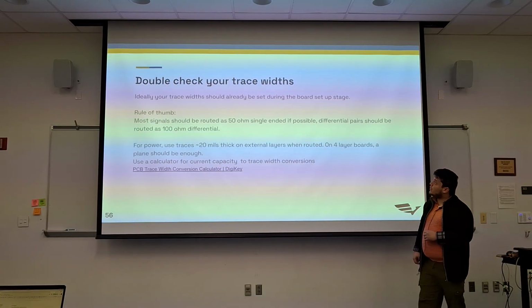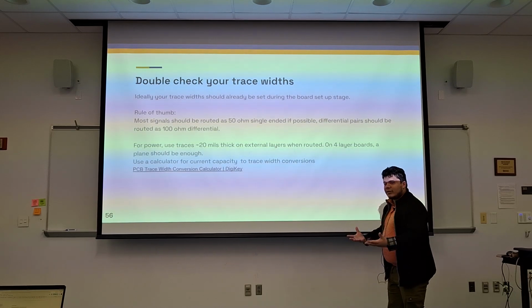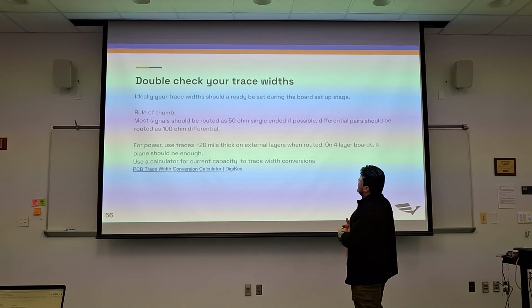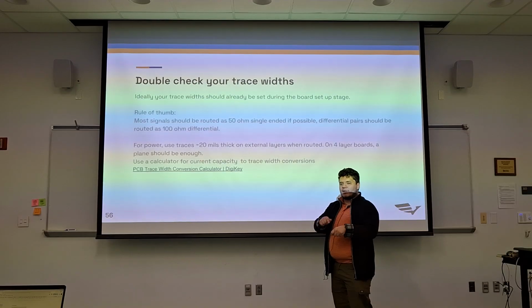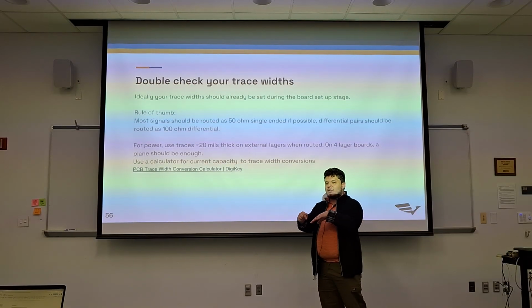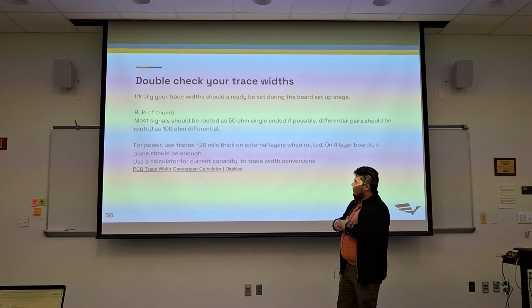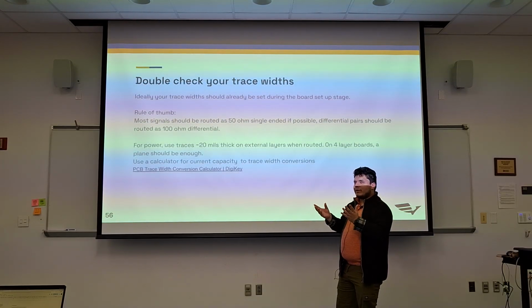Simply a reminder to double check your trace widths. Ideally, we've defined these already. We have done the calculations when we did the board setup. So always make sure that your traces are actually routing that way. Like when you actually start routing it, is it doing what I expect it to do? Is it at the thickness that I expect it to be, right? Just always make sure you do that as you're routing, so that when you go back and do the review, you don't have something that's wildly off.